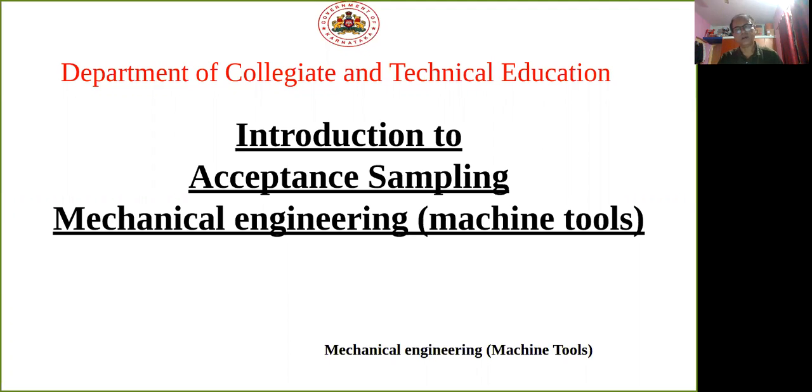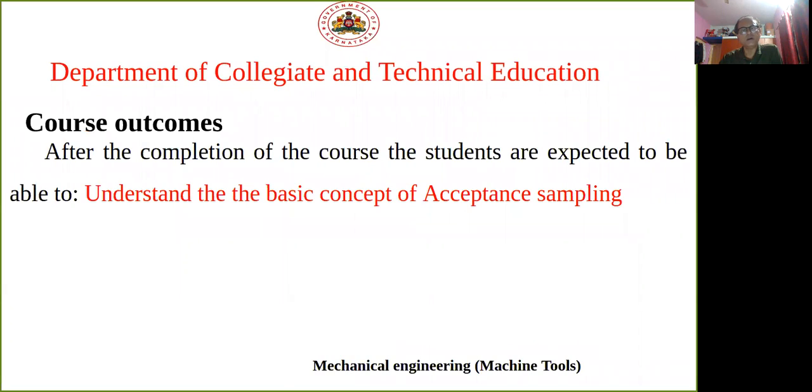Welcome to the third session of Unit 3, which is called acceptance sampling, in the subject called statistical quality control. Once again, after the completion of the course, the students will understand the basic concepts of acceptance sampling.